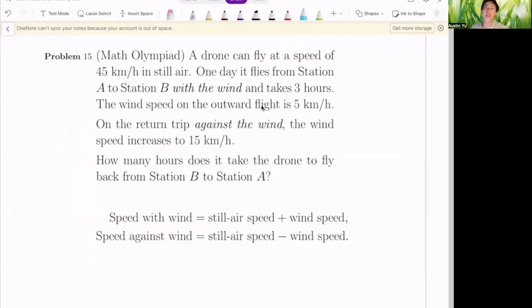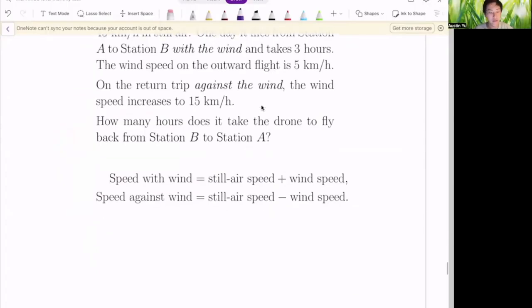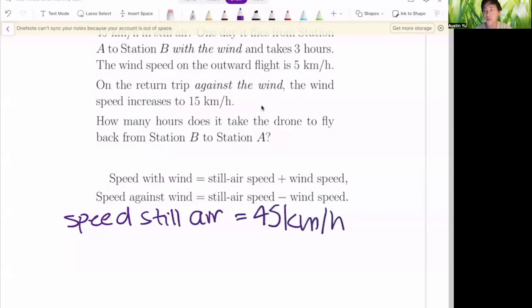Remember, we still have the same formula. Speed with wind equals still air speed plus wind speed, while speed against the wind, which means you're pushing against air resistance, is going to be still air speed minus the wind speed. How do you approach this? Well, we are given, right, that the speed in still air is 45. Speed in still air equals 45 kilometers an hour.